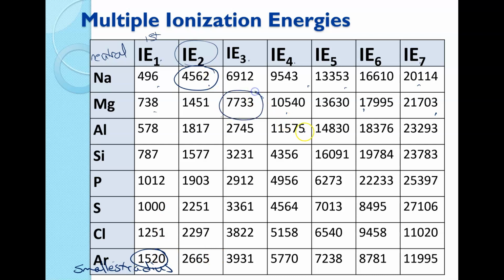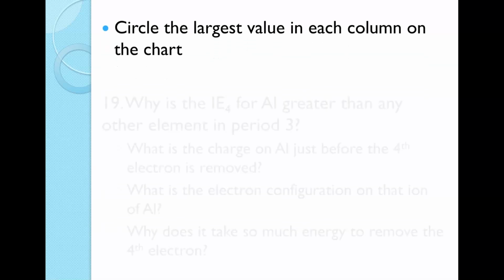And then IE3, IE4, IE5, IE6, and IE7. Every time, argon is initially the largest value, but then it's not the largest value anymore, or the next, or the next, or even close at the end. And I want to talk about why the element with the highest IE has to change in each column. So, largest value in each column on the chart.